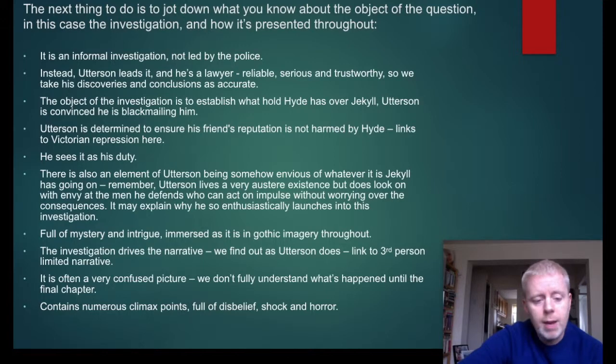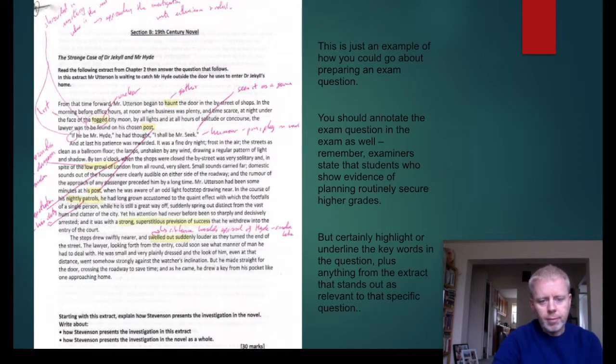And again, you can link that with the use of the fog by Stevenson and the rationale behind choosing Victorian London as a setting for this novel, even though Stevenson himself would have been far more familiar with his home city of Edinburgh. The investigation contains numerous climax points full of disbelief, shock and horror, and we'll look at those later as well. Okay, so there's just some basic ideas in response to the topic of the question, which is about the investigation.